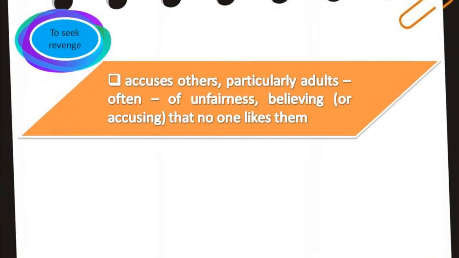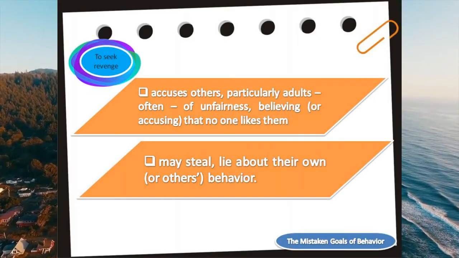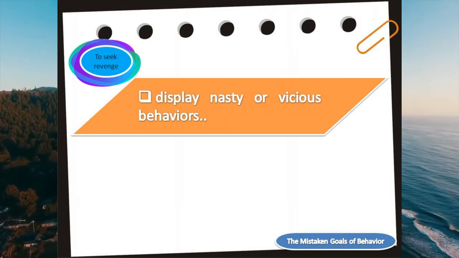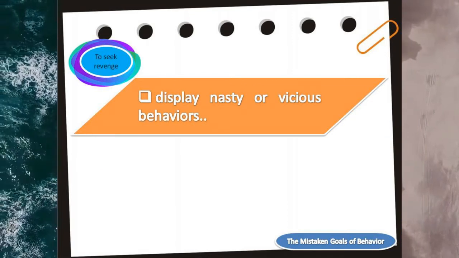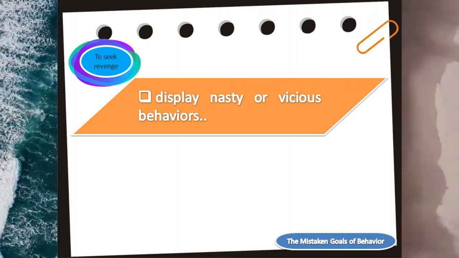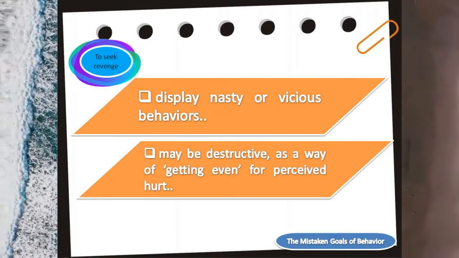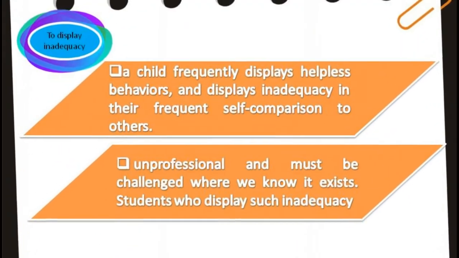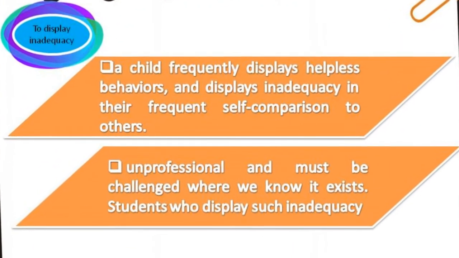Third, to seek revenge. Accuses others, particularly adults, often of unfairness, believing or accusing that no one likes them. May steal, lie about their own or others' behavior. Next, display nasty or vicious behaviors, and of course, may be destructive as a way of getting even for perceived hurt.